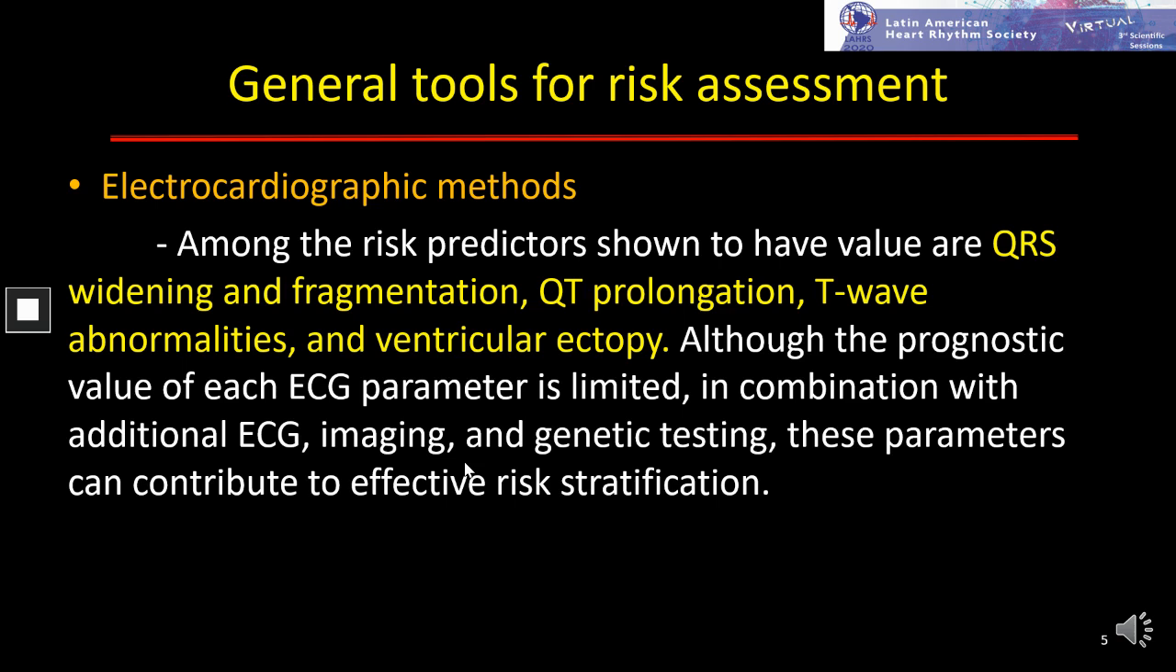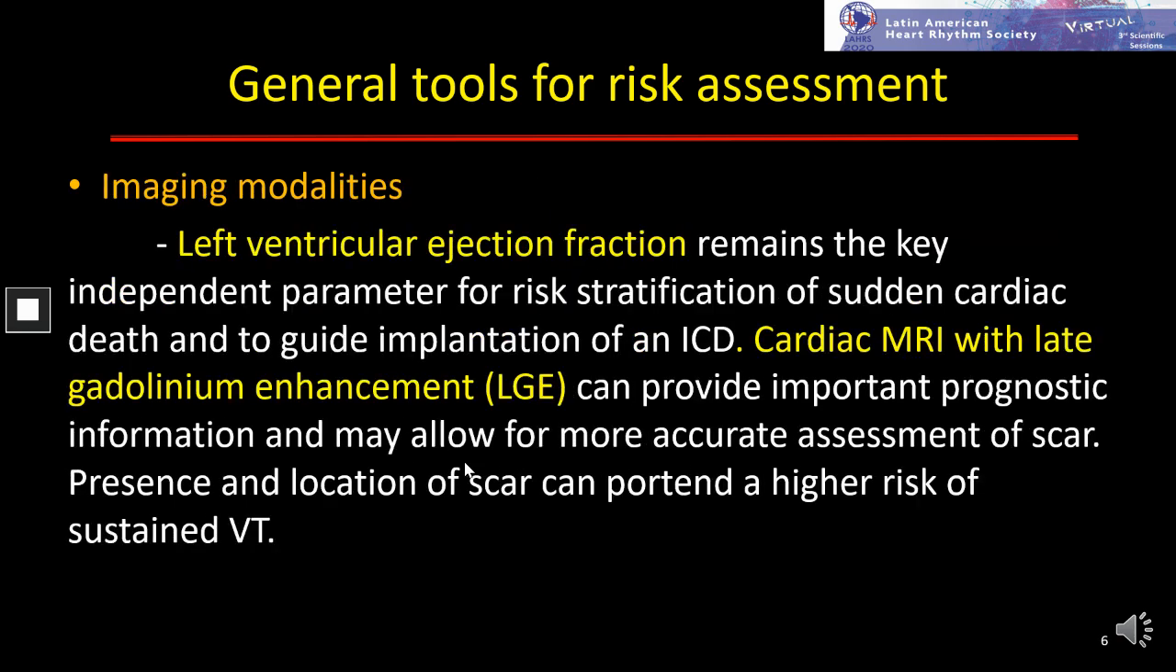Among the predictors shown to have value are QRS widening, fractionation, QT prolongation, T-wave alternans, and ventricular ectopy. This prognostic value can be combined with additional imaging and genetic testing, and contributes to effective risk stratification of these patients. Second, the imaging modality.